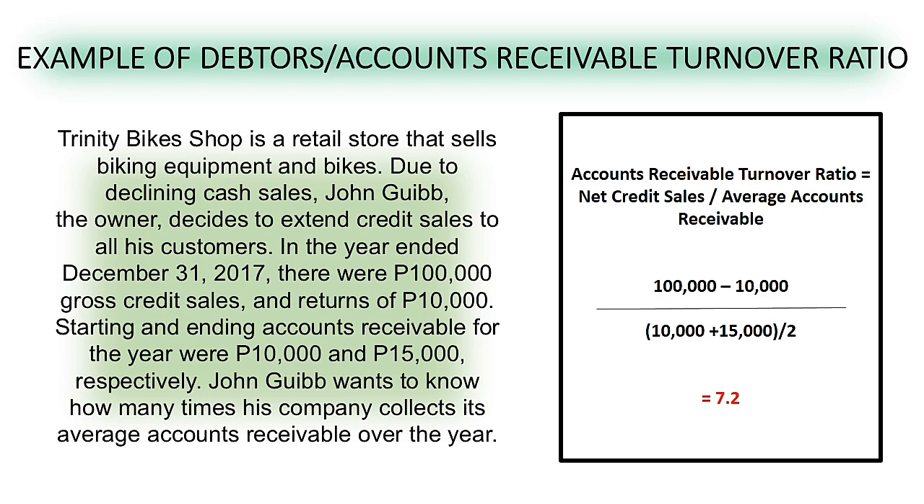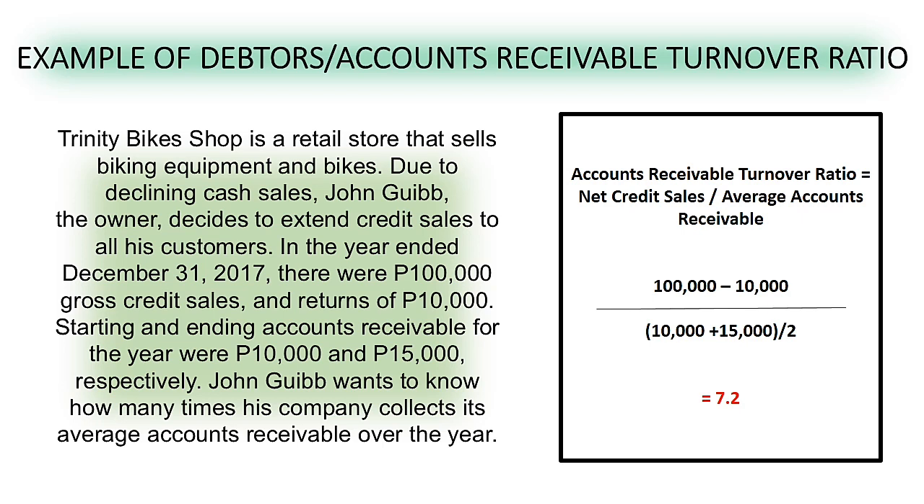John Gibb wants to know how many times his company collects its average account receivable over the year. So we have a formula for accounts receivable turnover ratio, that is net credit sales over average accounts receivable. In our given scenario, we have 100,000 minus 10,000 pesos, that is the gross credit sales minus returns, that will give us the result of 90,000.